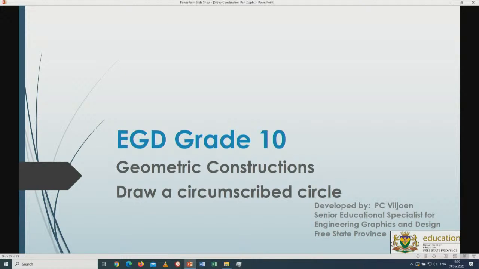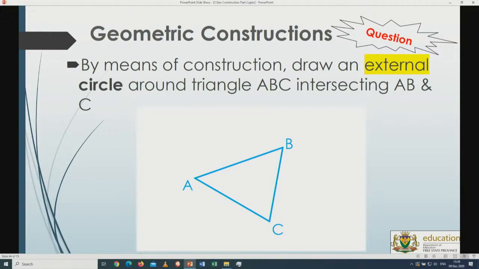Draw a circumscribed circle. Now circumscribed tells me it goes on the outside. Now this is pretty much the same as the previous example. It's just that C is not in line with AB as the previous example was. It is more to the bottom, and then it's still an external circle like the previous example. Right, what happened with the previous example?